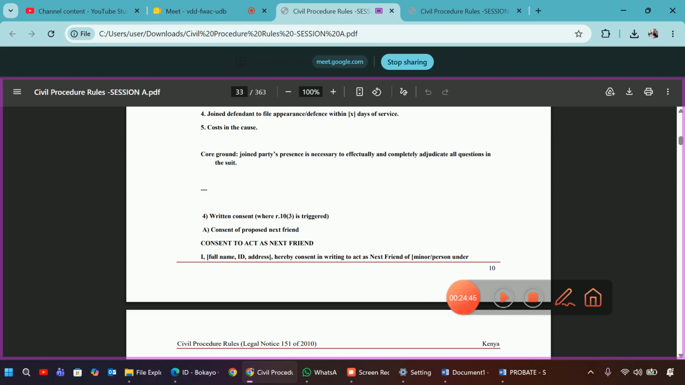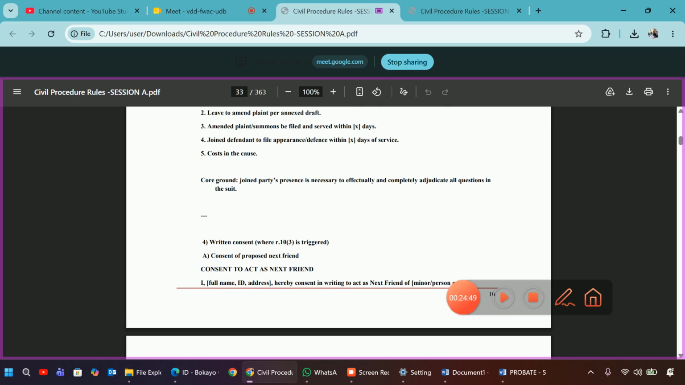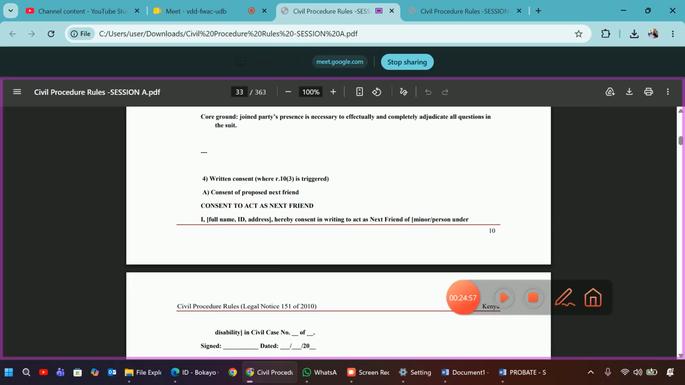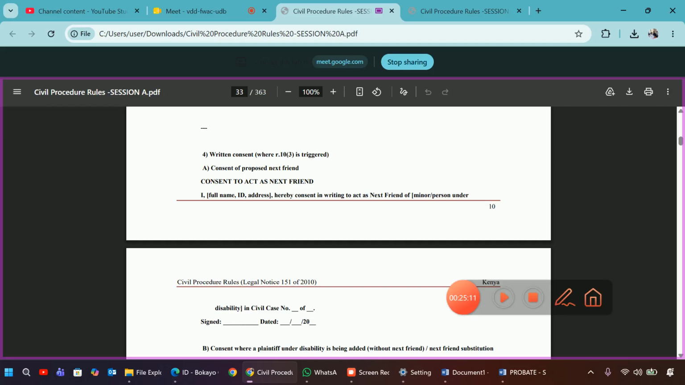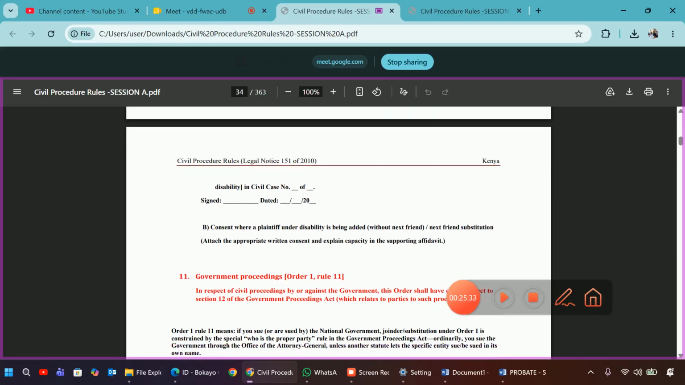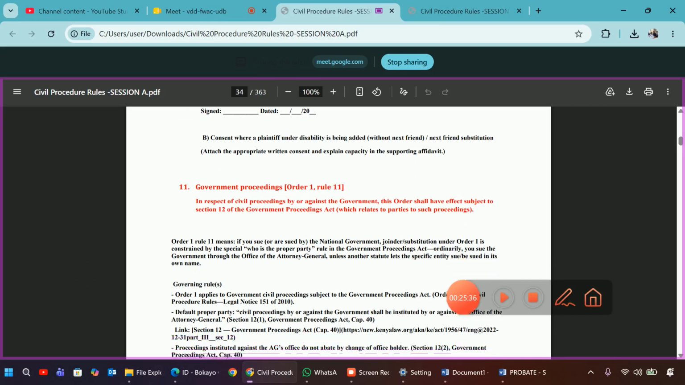So remember, we said that whenever you want to add a person on behalf of a minor or a person under disability, you have to show that there is a written consent, because failure for you to attach a written consent of the proposed next friend, then the same will be fatal. You cannot sue a minor or a person under disability. So maybe students usually omit this crucial document by the fact that they have just merely drafted an application and a notice supported by an affidavit, and forgetting to say that the supporting affidavit has annexed herein, and you also go to the extent of drafting a simple consent to act as next friend. So these are the tricks that we want to decode when we are drafting these applications.